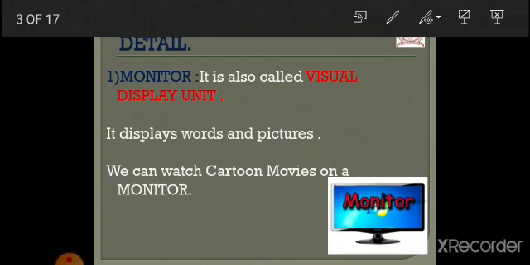Number 1. Monitor. Monitor is also called Visual Display Unit, VDU. It displays words and pictures. Children, we can watch cartoon movies on a monitor.